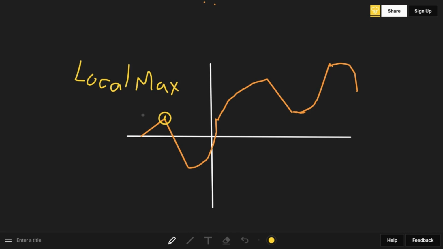A local max is just the largest value of the function within a small interval. So in this interval, you have a local max here, up until the next local max over here and over here. However, this point also happens to be a global max. A global max is just a max point overall for a function.